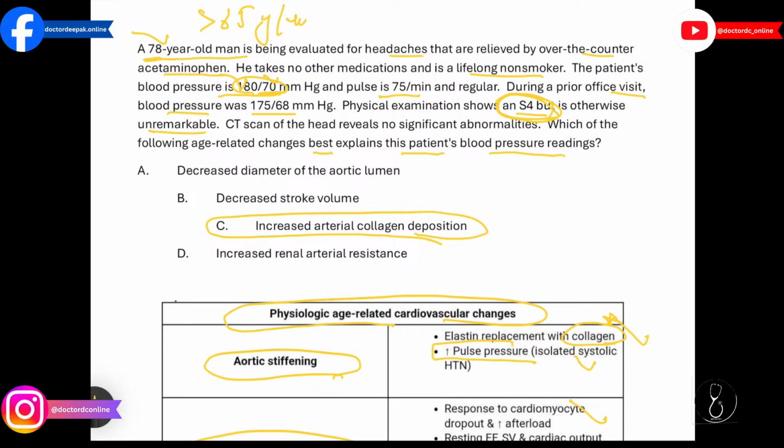What is isolated systolic hypertension? When the systolic blood pressure is high and the diastolic pressure is low, like here. Okay, this is an isolated systolic hypertension that is common in elderly patients over the age of 65 years old.